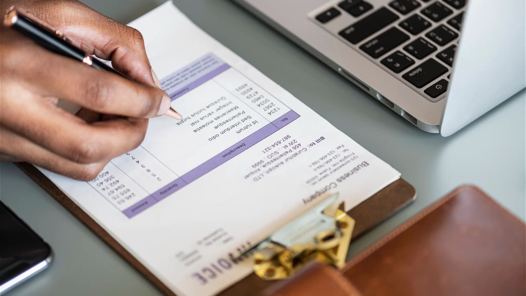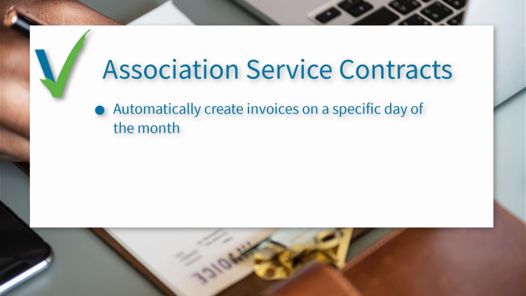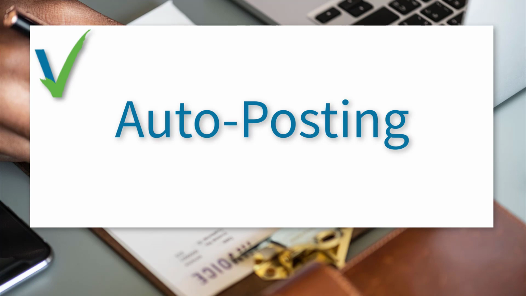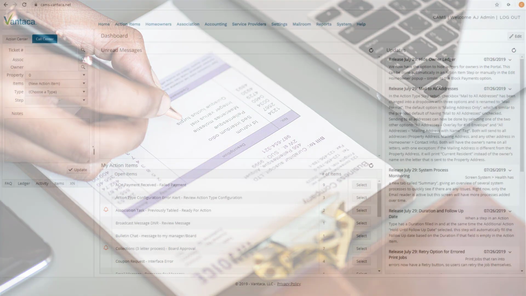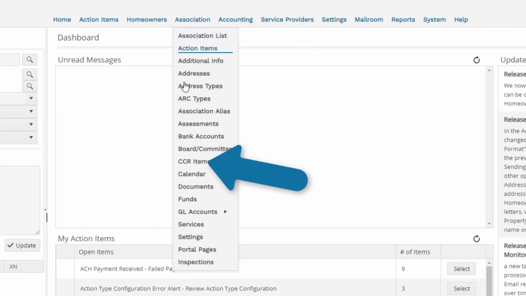In Vantica, you can use association service contracts to automatically create invoices on a specific day of the month, or can set invoices up to be automatically created and reconciled when matching bank transactions are posted through integrated bank accounts. We call both of these processes auto posting of invoices, and we set up our auto posting criteria through association service contracts on the Association Services page.